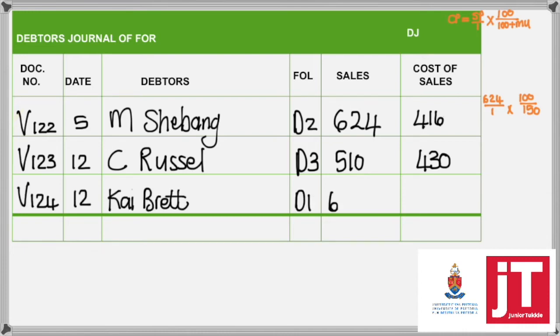So Kai bread, the total is 690 rand, and then to calculate, you say your 690 times 100 over 133 and a third, which gives us 517 rand 50 cents. So the rest of the debtors journal works in exactly the same manner. You're going to post all the credit sales to the debtors journal.